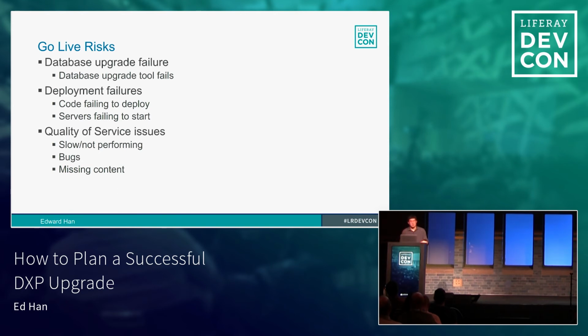So we've had cases where the code fails to deploy or the server fails to start, even though we've dry run this multiple times in the UAT environment. But for whatever reason, it fails in production. And then you might have quality of service issues. So the portal is being slow or it's not performing. You might have bugs or missing content.